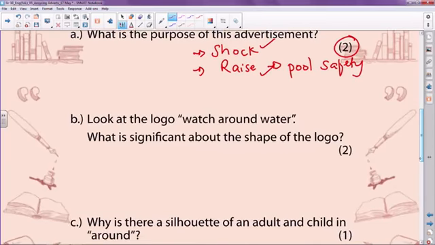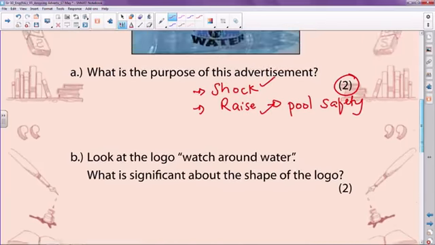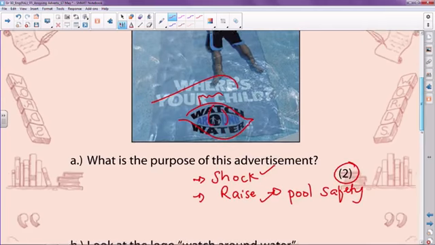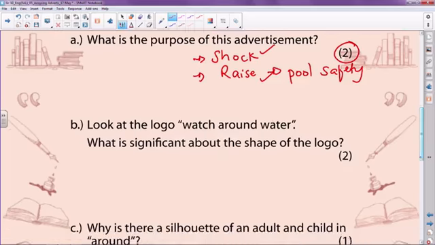B, look at the logo, Watch Around Water. What is significant about the shape of the logo? So the shape of the logo, if you can see, is the shape of an eye. Okay. So what is that saying? Watch your children. So you would say here it's significant because it's in the shape of an eye, and this links to the whole idea of watching.